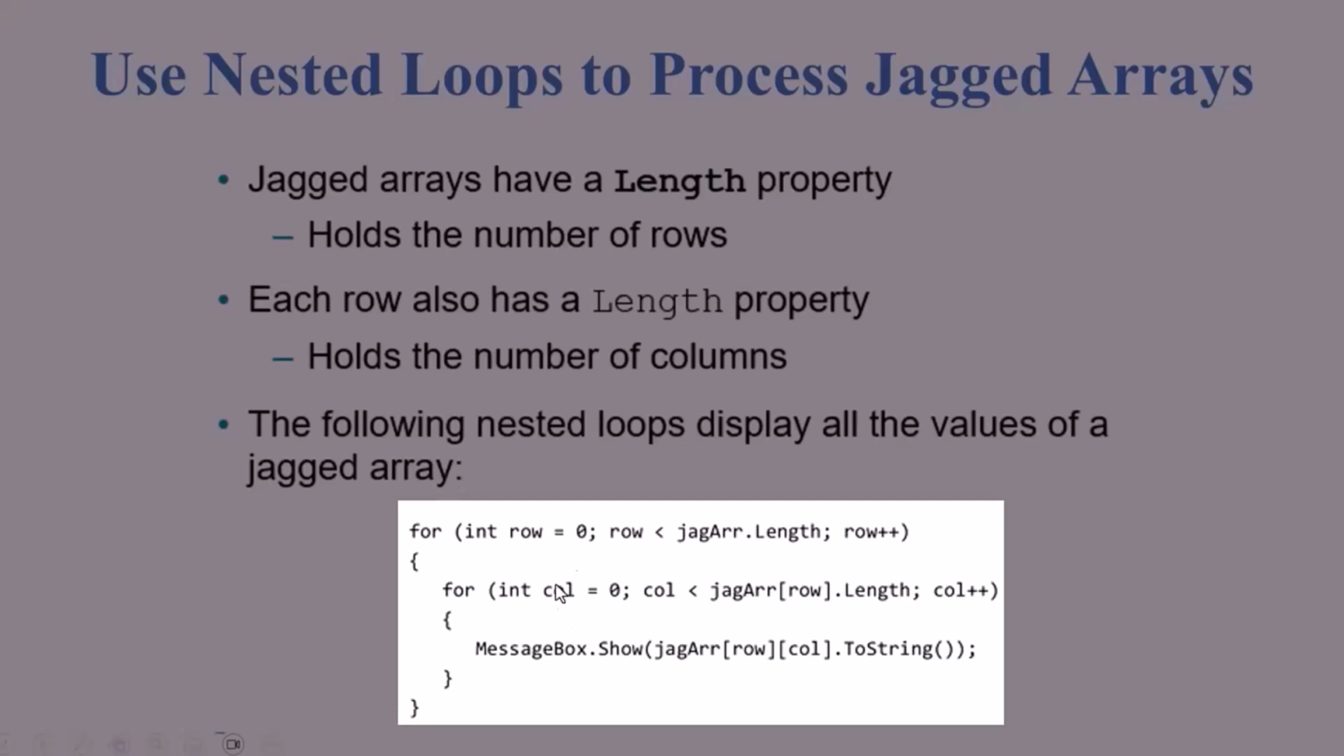And we start looking at the columns in that row, where we set the column to 0. We say column is less than jagged array row, which is going to be whatever 0 is, or 1 or 2 or 3, and the length of it. So this is telling us what the row length is, so that we don't exceed this, and we look at the column. So we can actually get at all these pieces here, and this message box will show the row column to string and go on that way.